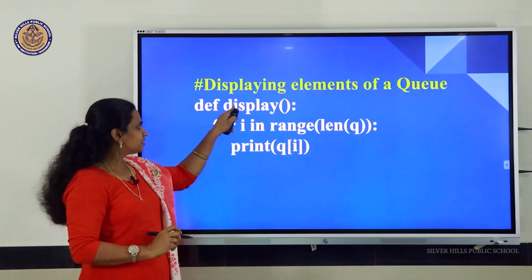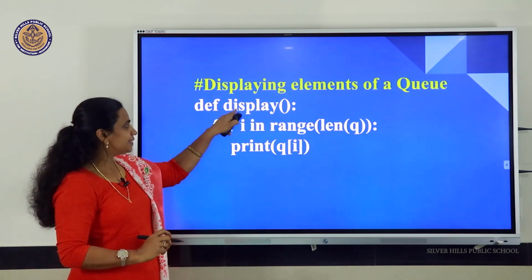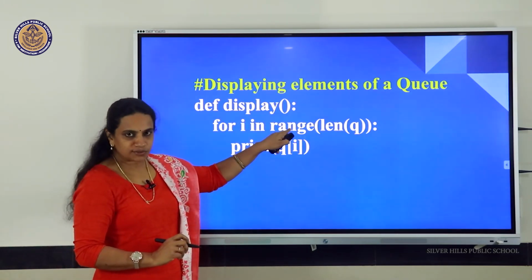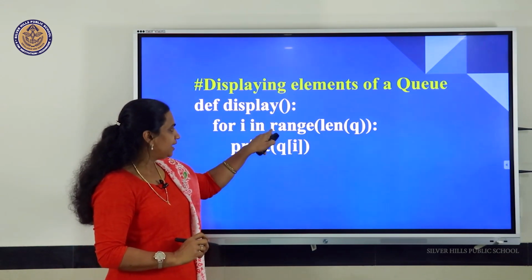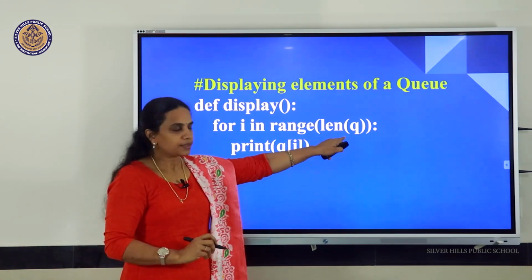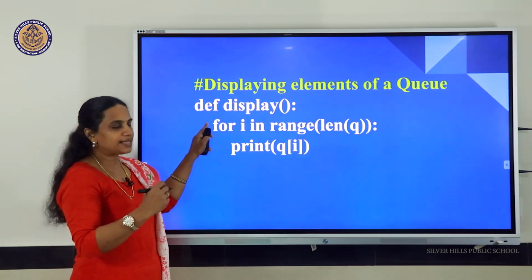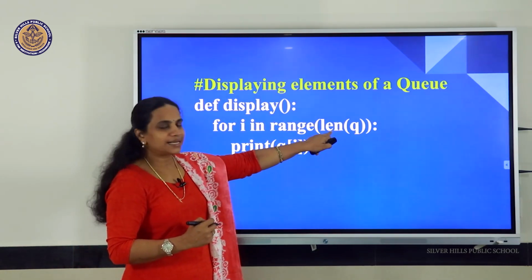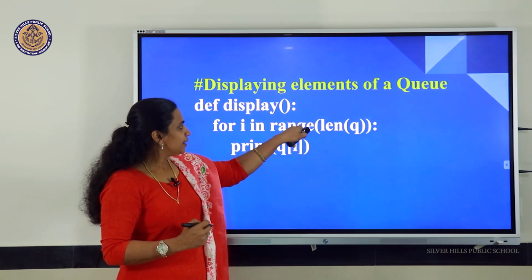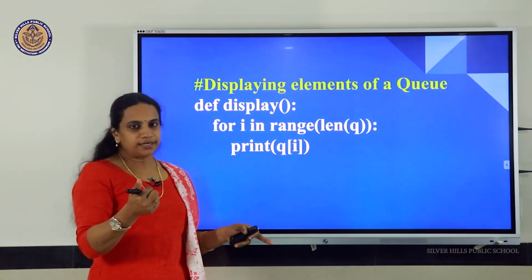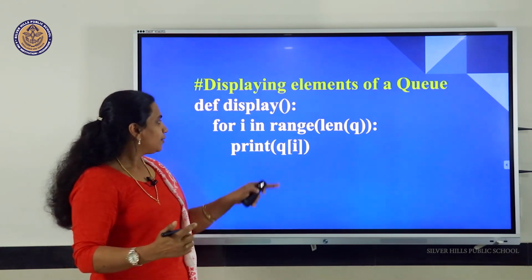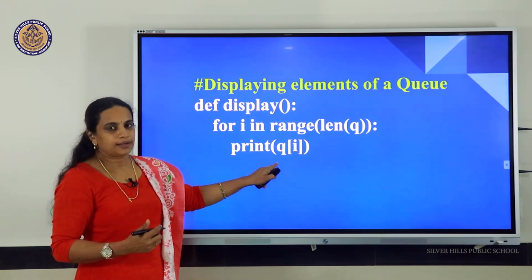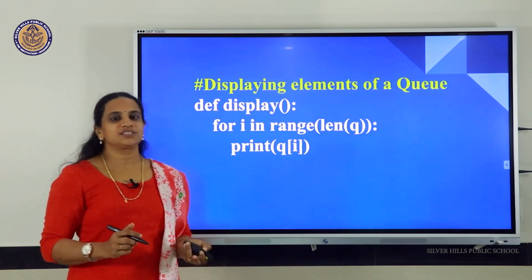You can have a display function, def display, that is a function for displaying the queue. Then you can have the for loop, you know how to use a for loop. You can write it for i in range of length of queue, because the printing starts from the beginning, that is 0 index onwards. Now, this will substitute the value. Suppose that the length of the queue is 5, then range of 5 means 0, 1, 2, 3 and 4. The elements at index positions 0, 1, 2, 3, 4 will be printed. Okay. This way you can print all the elements of a queue.